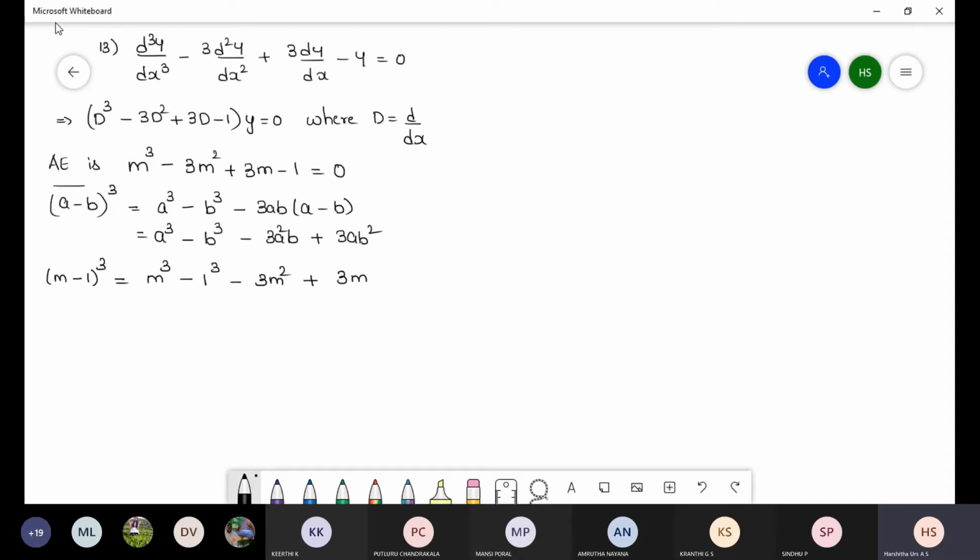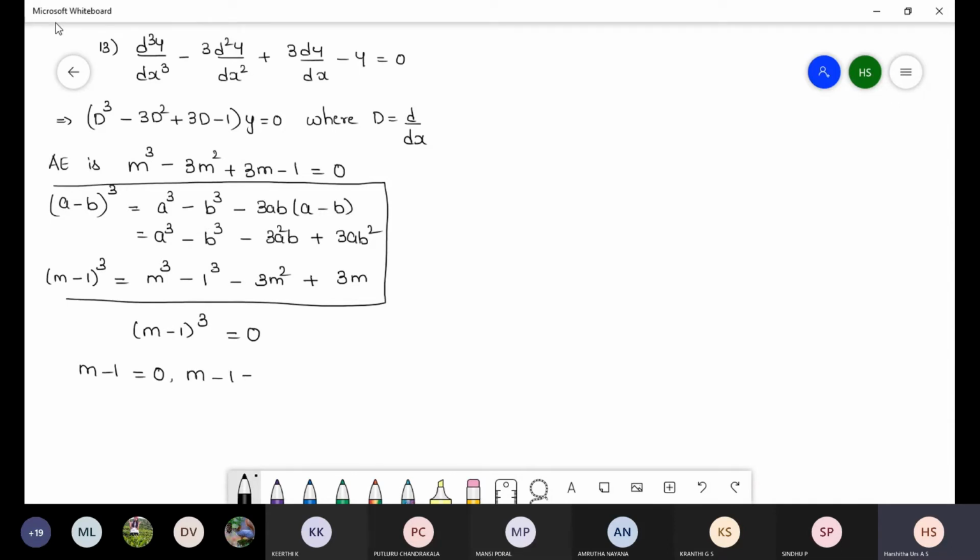So for this auxiliary equation, we can write (m minus 1) whole cube is equal to 0. So m minus 1 is equal to 0, m minus 1 is equal to 0, m minus 1 is equal to 0. M is equal to 1, 1, 1. Thus the roots are 1, 1, 1.